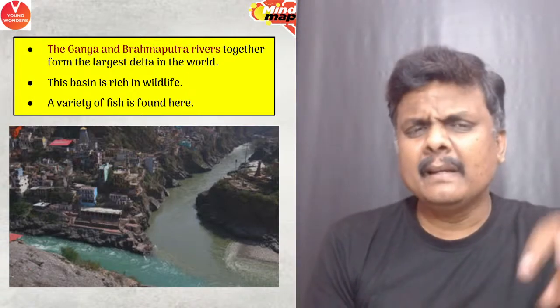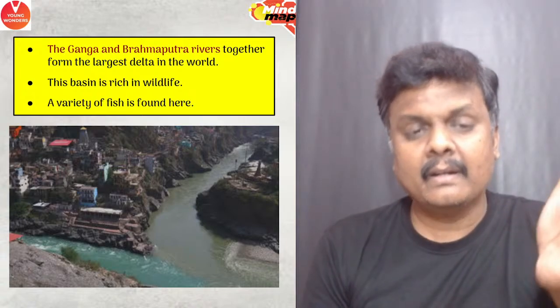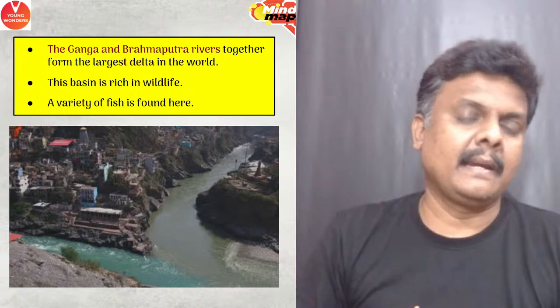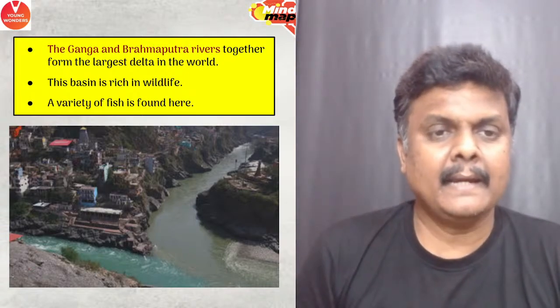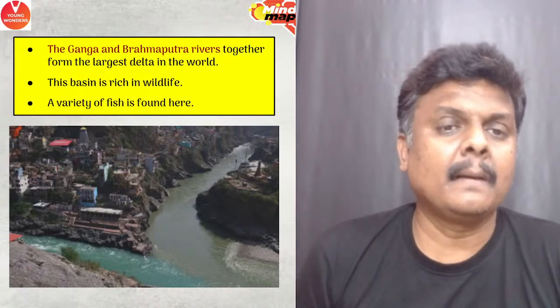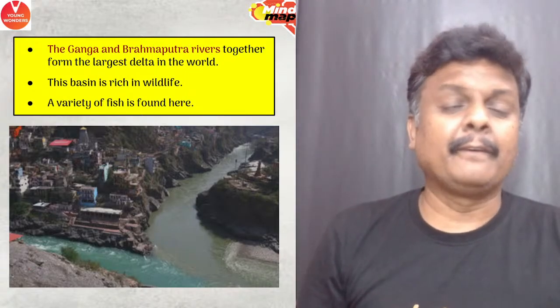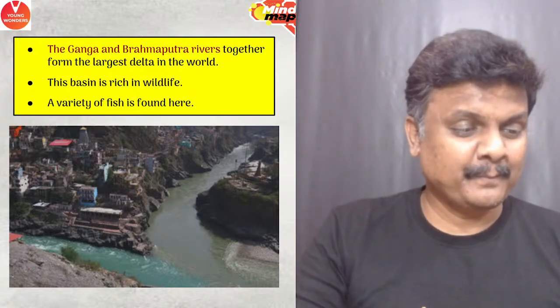Typically, the regions along the riverside, the delta regions. Ganga Brahmaputra is the largest delta in the world. Rich in wildlife, a variety of fish is also found here.